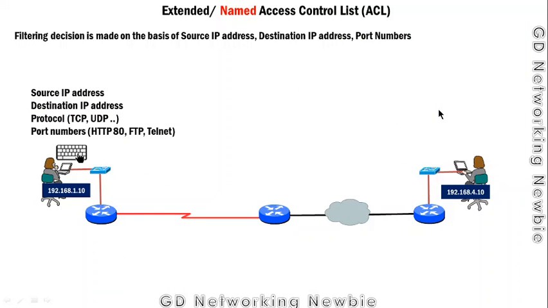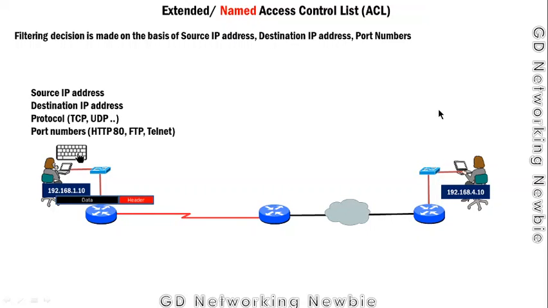Then we have the extended access control list. In this extended access control list, the filtering decision is made on the basis of source IP address, destination IP address, protocol, and then port numbers. So now we have more options to make a decision on whether to deny a packet or permit a packet to pass through this router.